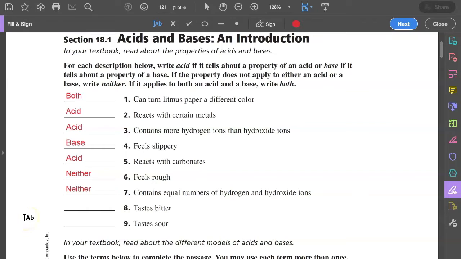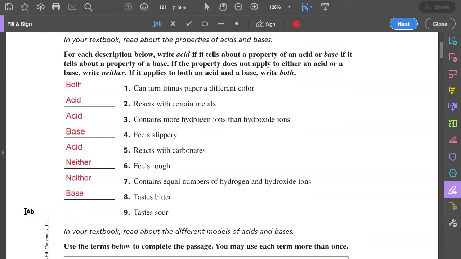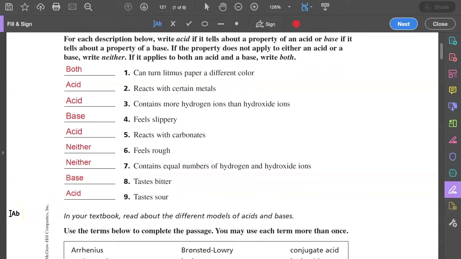Which type tastes bitter? Now remember, it's important not to taste things in the lab, but yes, bases tend to taste bitter. And then finally, which ones taste sour? Right, the acids tend to taste sour. Things like vinegar or citric acid, definitely sour.